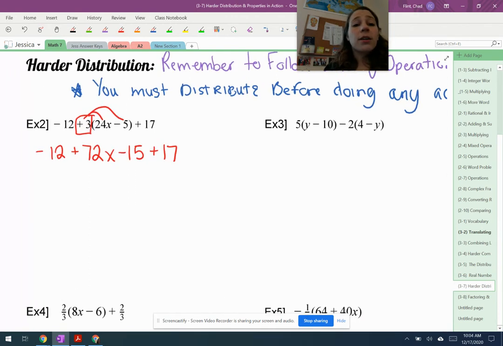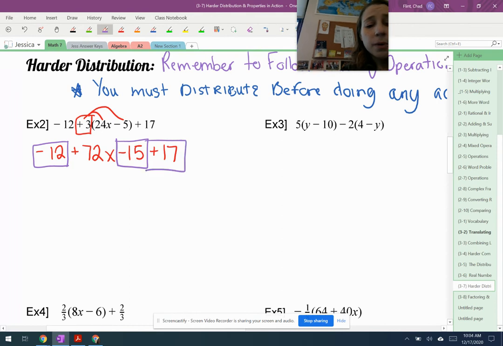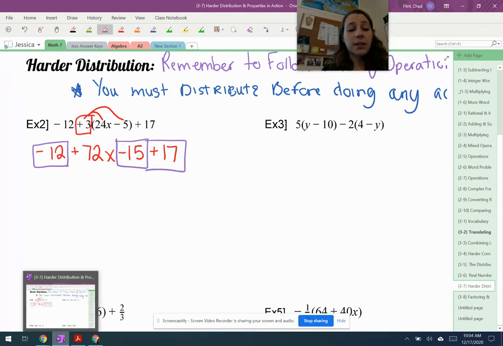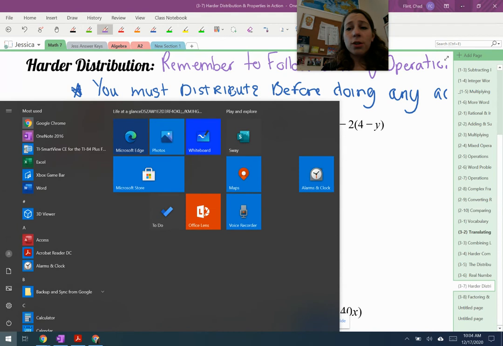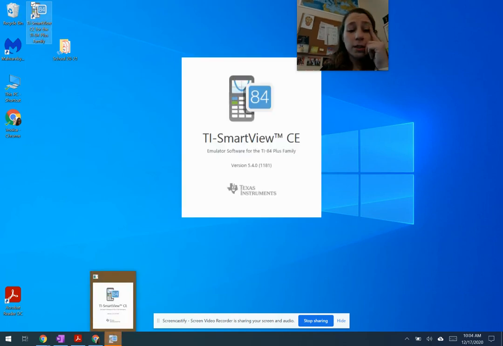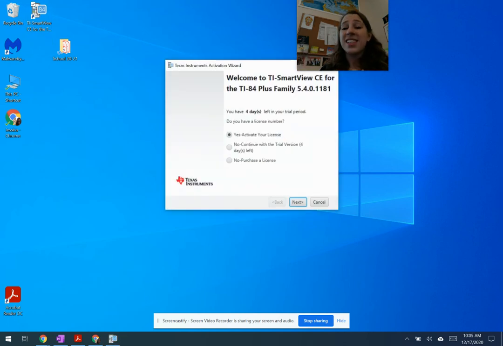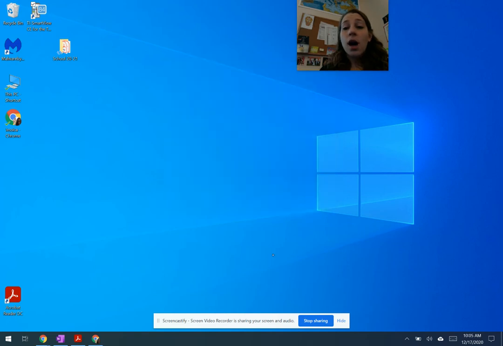Now we can look at our like terms here. And I can see that I have negative 12, negative 15, and positive 17 that I can combine. And we are going to jump to our calculator to do this math because I don't want to do math in my head. And like I keep telling all of you all the time, it is not a necessity for you to be able to do math in your head. That's why we're checking ourselves with the calculators.